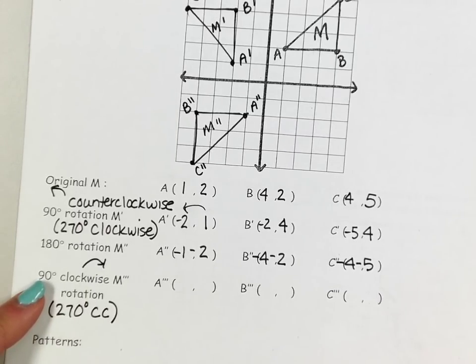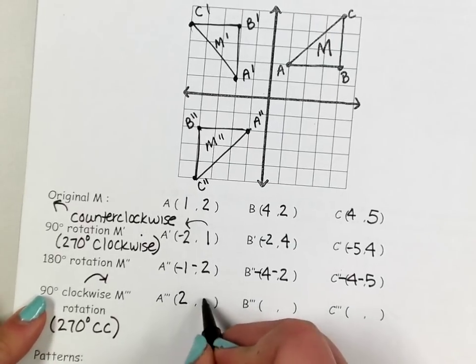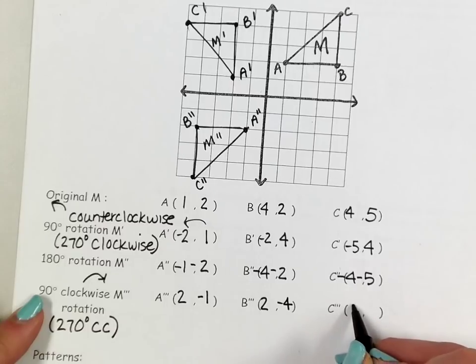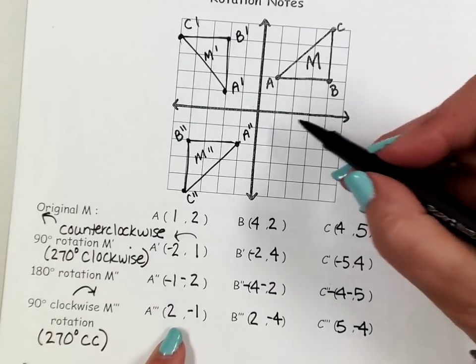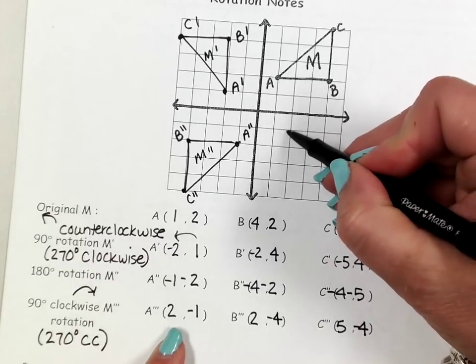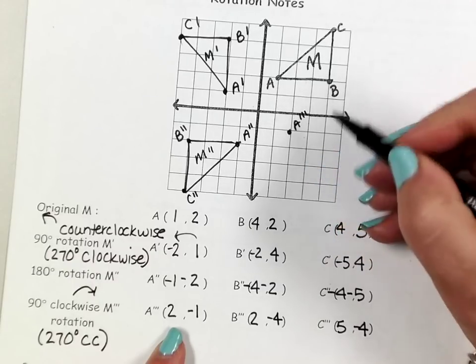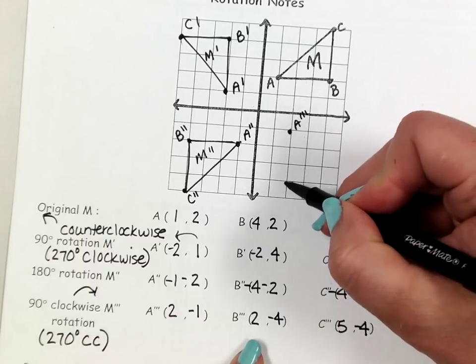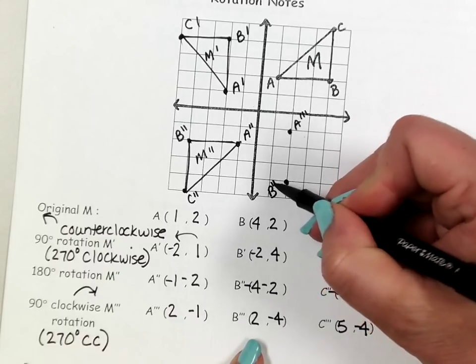So 90 degree clockwise, this would give me 2, negative 1, 2, negative 4, and 5, negative 4. So let's graph it and then we'll talk about the rule. 2 right, 1 down is A, we're going to put triple prime. 2 right and 1, 2, 3, 4 down is B with a triple prime.